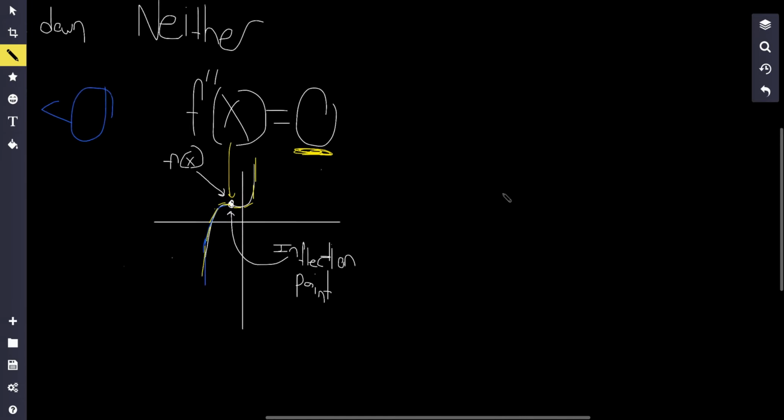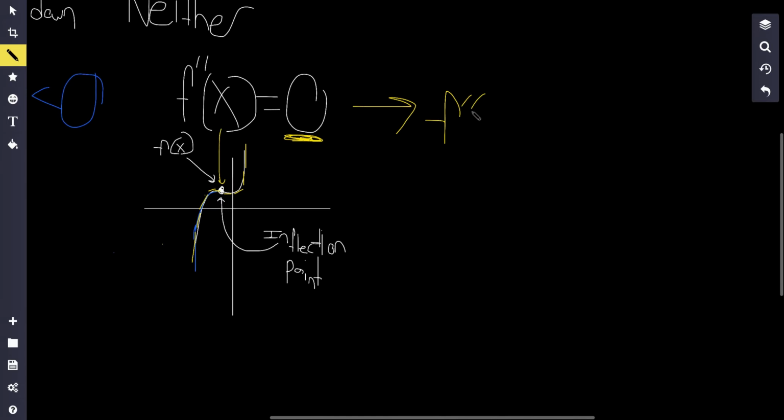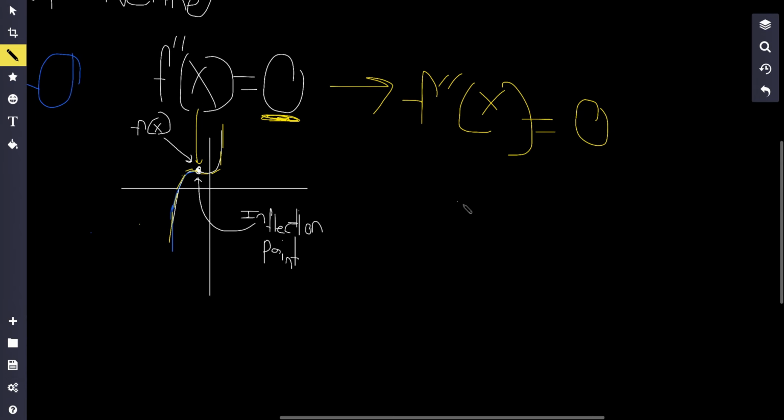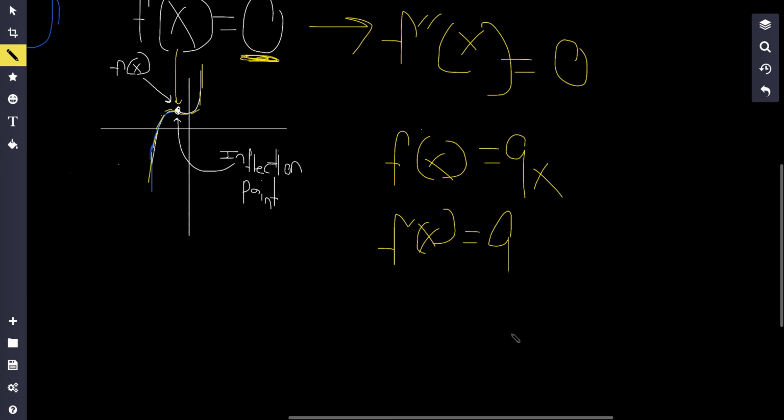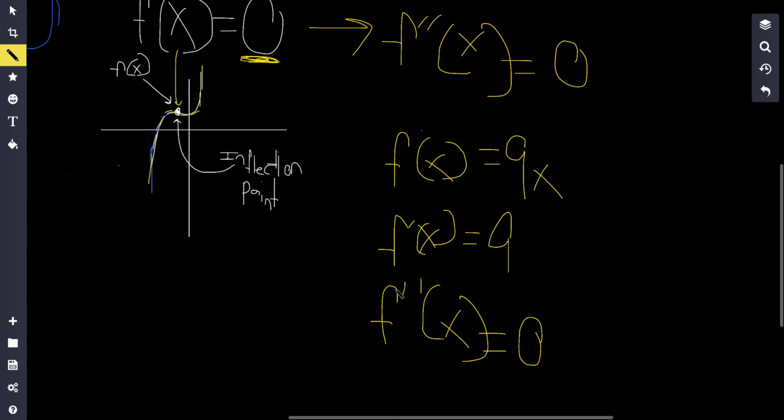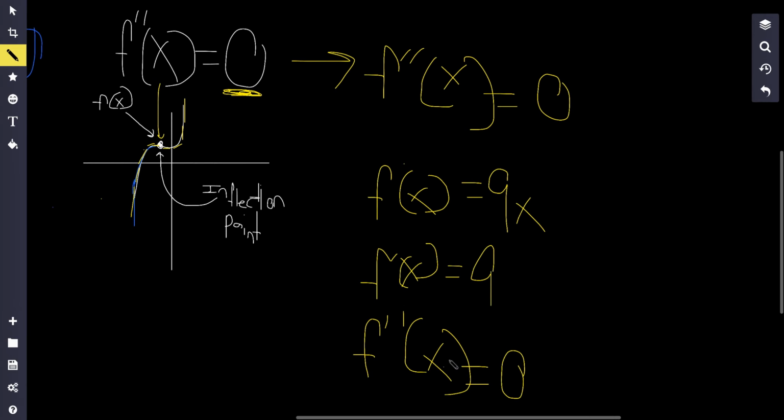But there's also another scenario. If your second derivative is equal to 0, that can also just tell us that our function is sort of like a straight line. Because think about it: let's say you have the function f of x is equal to 9x, for example. If you take the first derivative, you get f prime of x is equal to 9. And if you take the second derivative, you get f double prime of x is equal to 0. So now, no matter which x value you put in, this f double prime of x is going to be equal to 0.